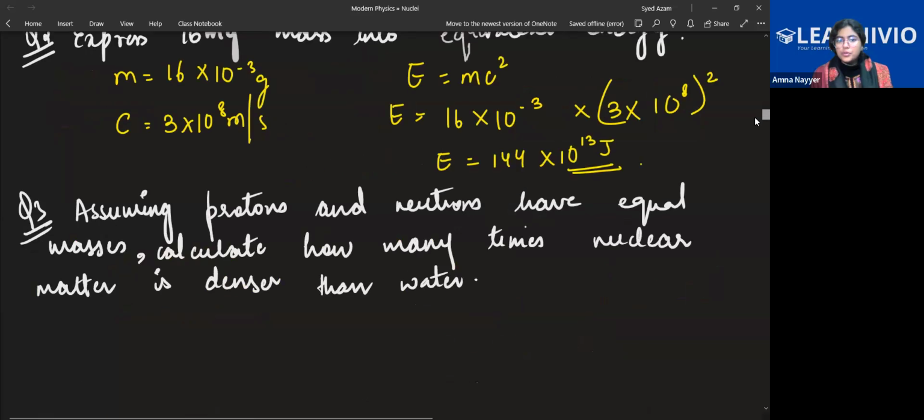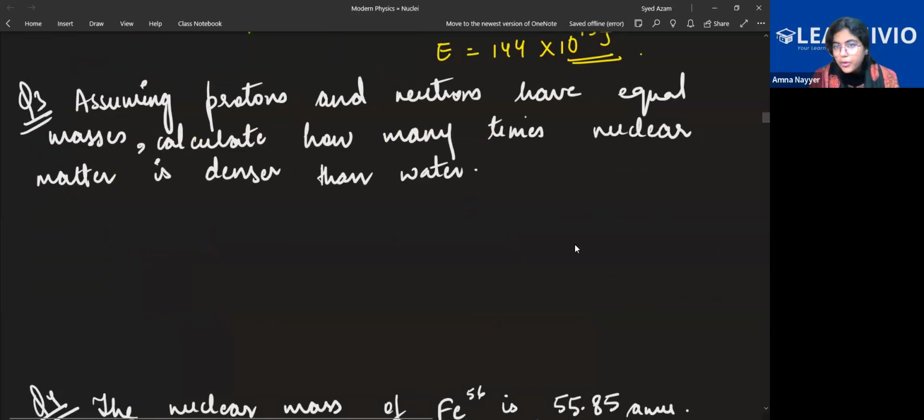Okay, coming to the third question, this says that assuming protons and neutrons have equal masses, calculate how many times the nuclear matter is denser than water. Now see, Mariam, the question is basically saying that the density of nucleus is there, the density of water is there. How many times is the nucleus denser than water? Whenever you have such comparison questions, straight away keep it in your mind, you have to take the ratio. Nuclear density is present, water's density is also existing. So how will you say how many times the nuclear density is denser than water?